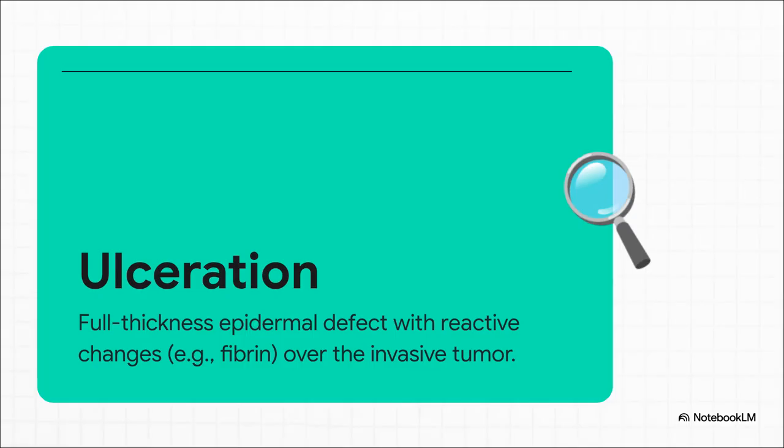Next up, ulceration. Listen, this isn't just any old break in the skin. The definition is super specific. A full thickness defect in the epidermis with reactive changes. The most critical thing to remember is that it has to be tumorigenic ulceration, caused by the tumor, not just damage from a previous biopsy. If true ulceration is there, it's a big deal. It automatically upstages the tumor, bumping a pT2a to a pT2b, for example.